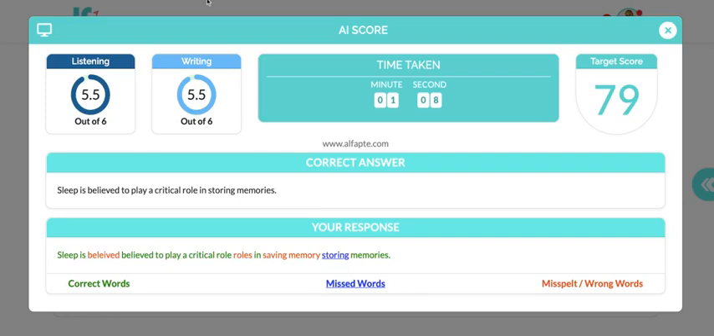Okay, so this is how you do your write from dictation question. So let me read one more comment from Pasupati over here.